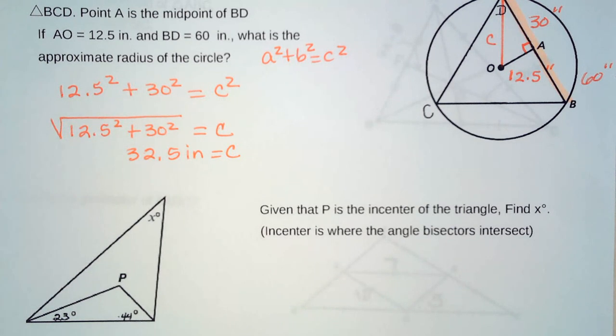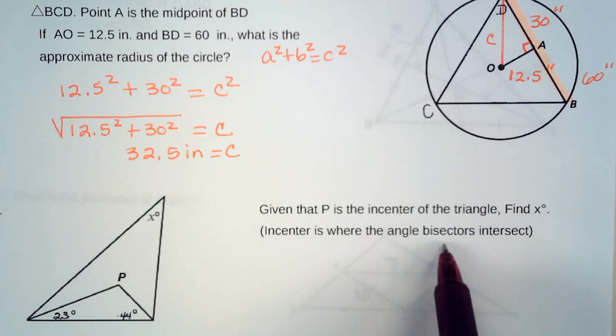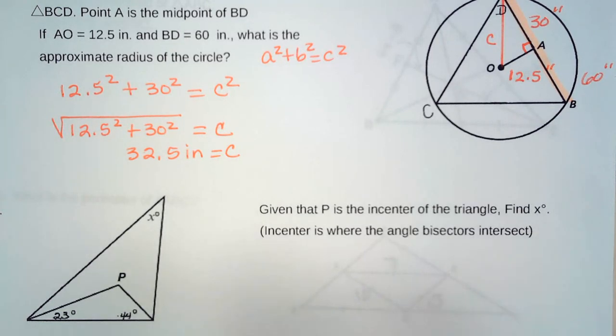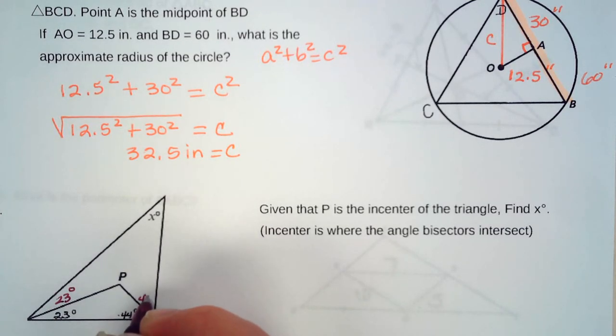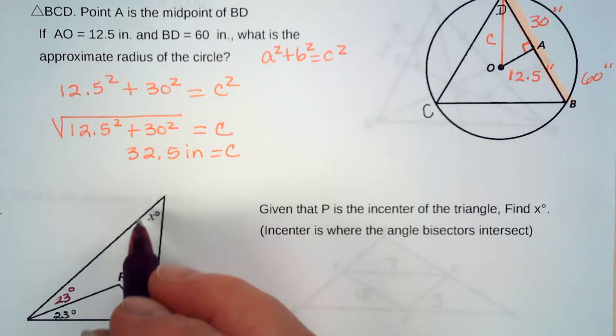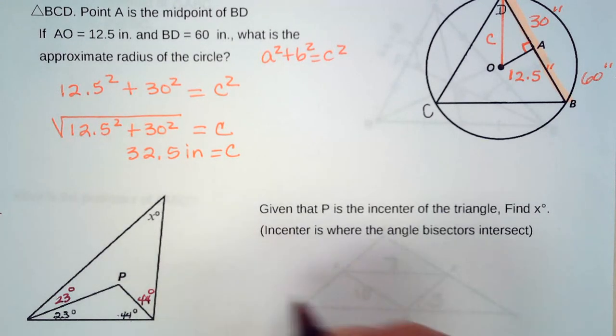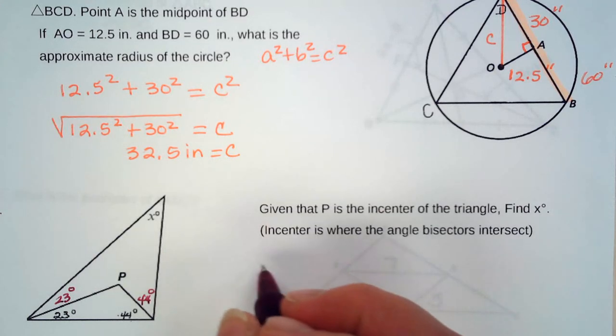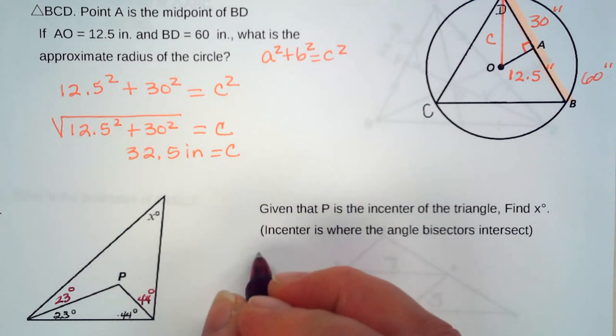Well, I hope you tried. Angle bisector means what? It means that it's cut exactly in half. So if this one's 23, this one's 23 degrees. 44, this one has to be 44 degrees also. And I'm looking for this one up here. Triangle sum theorem tells me what? They add up to 180.